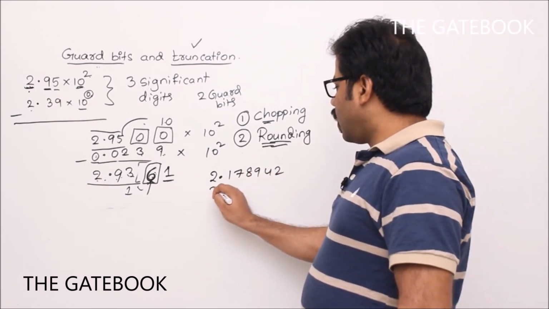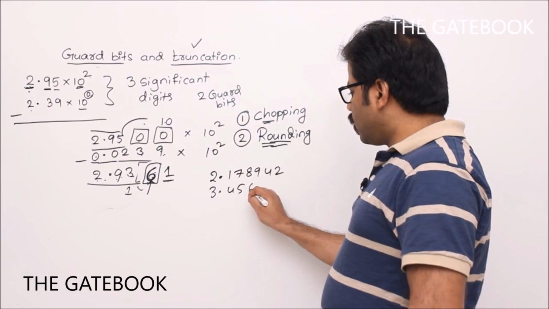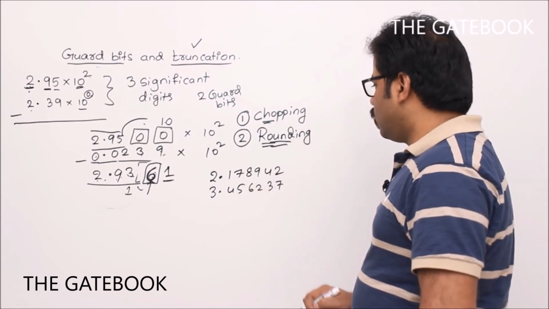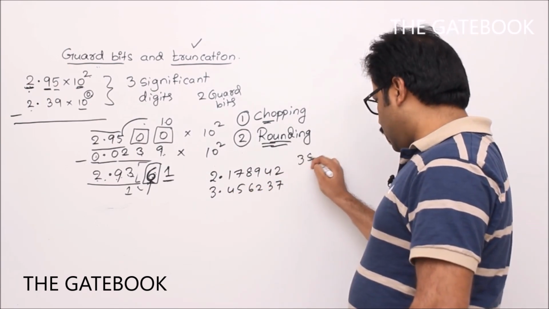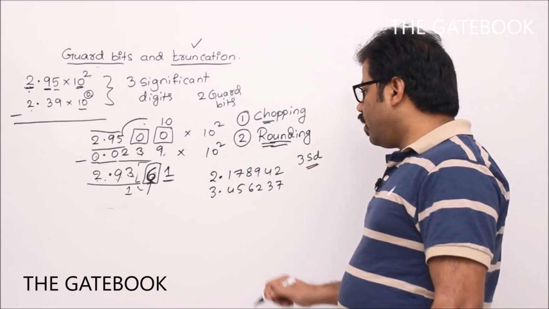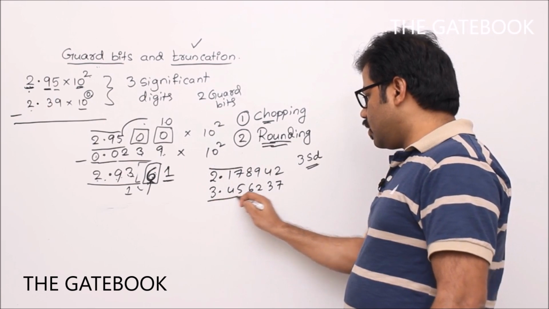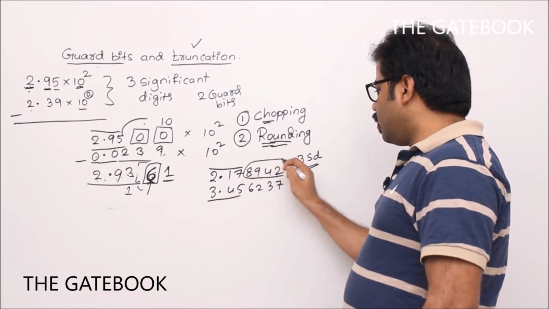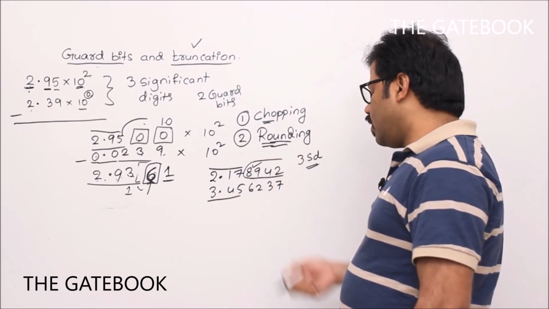2.178942. Second one: 3.456237. So I am using again 3 significant digits. Then how to do the rounding? Focus on 3 significant digits. Now this is to be discarded. The first bit is 8, so 8 is greater than or equal to 5.